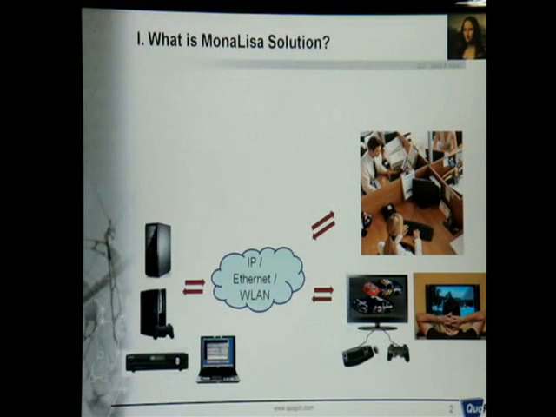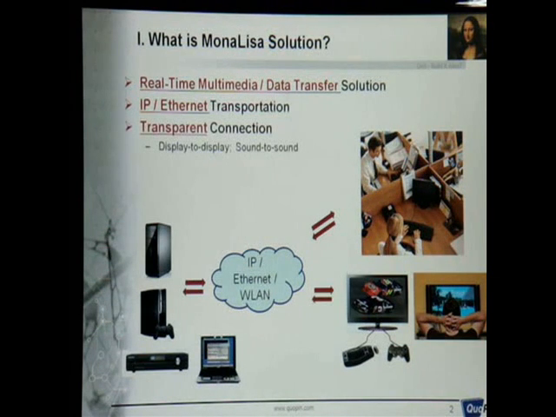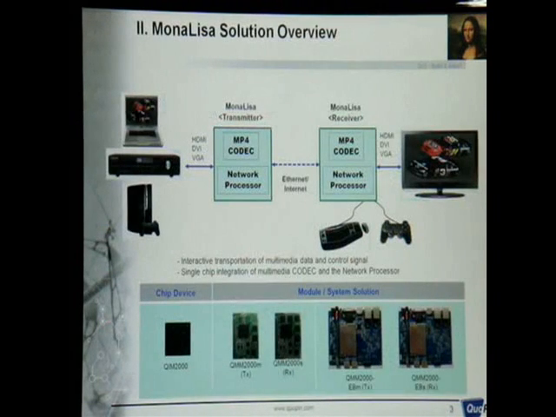MonaLisa transfers multimedia and data in real time. MonaLisa transports them in the form of IP Ethernet packets. You just gotta connect your devices to MonaLisa devices via display to display and sound to sound. It transparently sends video and sound as they appear on the source side. MonaLisa can also send and receive control signals to and from its counterpart MonaLisa. MonaLisa is a pair solution consisting of a transmitter and receiver.